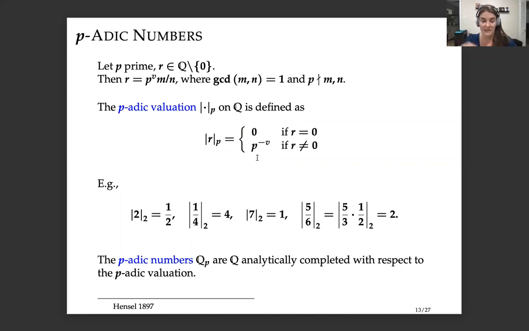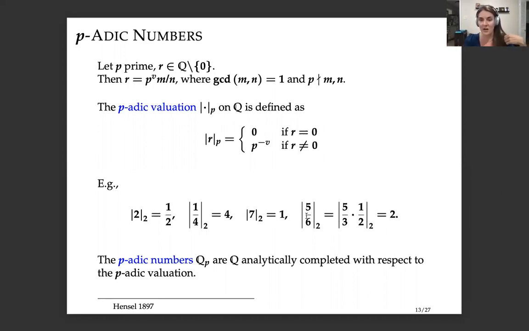Let's look at some examples. The 2-adic valuation of 2: well, 2 has 1 copy of 2 in it, so we change that 1 to a -1, and the 2-adic valuation is 1/2. The 2-adic valuation of 1/4: well, 1/4 has -2 copies of 2, and so it becomes 2 copies, which is equal to 4. The 2-adic valuation of 7: well, 7 is prime, so there are definitely no factors of 2 in there, and so that valuation is 1.